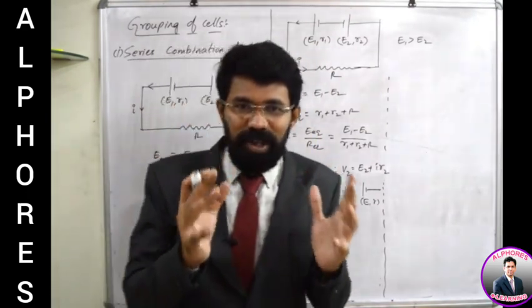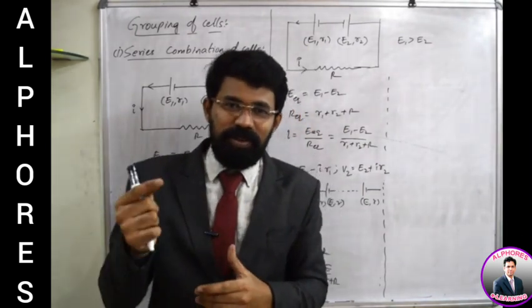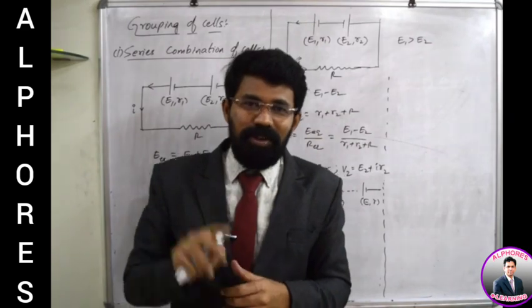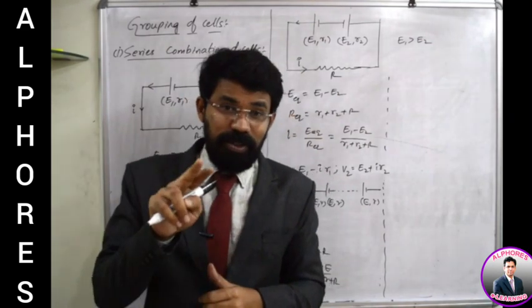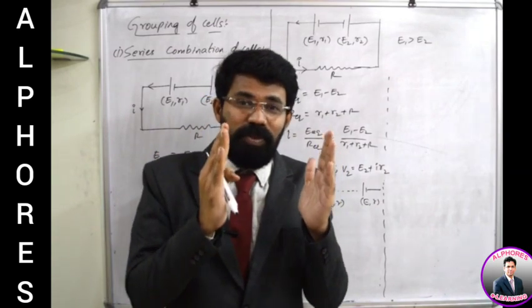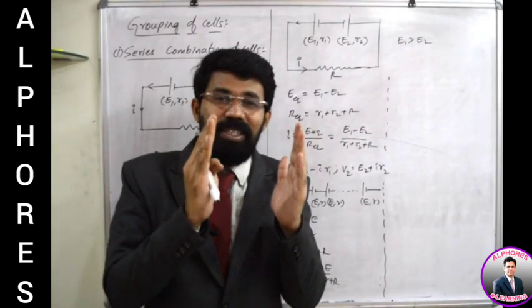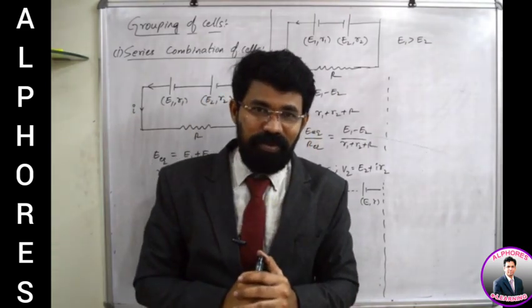For example, if you take 5 cells and one cell is wrongly connected, it is going to consume another cell and two cells become inactive. Their contribution among those 5 cells will be 0. If you are told to find the effective EMF of that series combination, 3E will be the effective EMF.